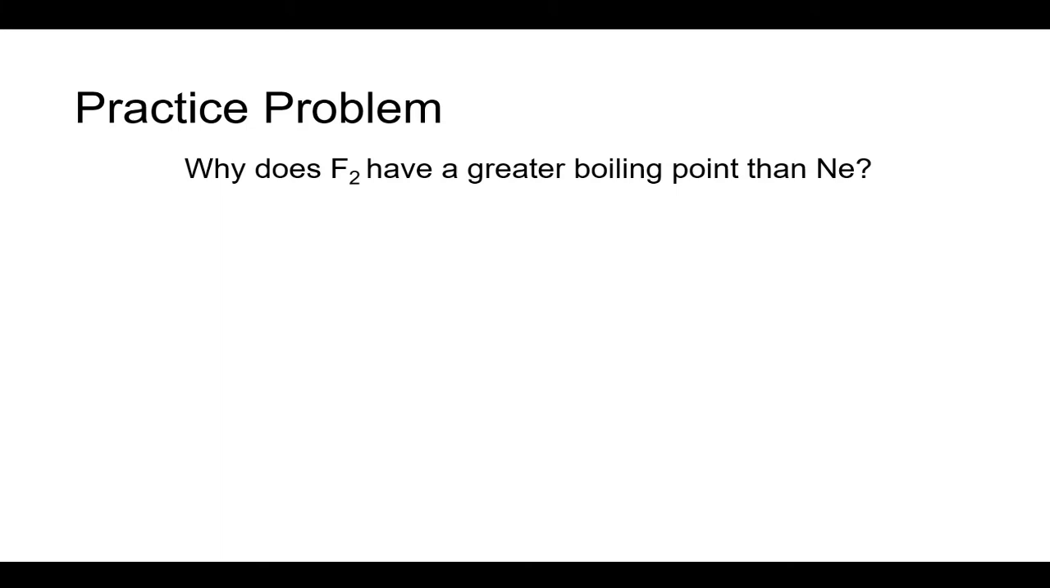Well, there's actually a couple reasons. It'll have a greater boiling point because it has stronger intermolecular forces. So that's the basic first level answer. Anything with a greater boiling point has stronger intermolecular forces. But let's break that down. Why does fluorine have stronger intermolecular forces than neon? A lot of reasons, each of which we covered.